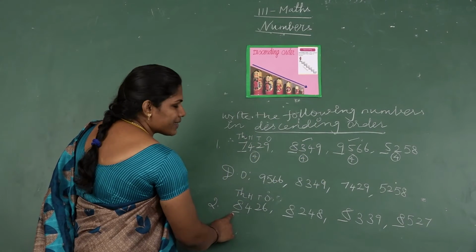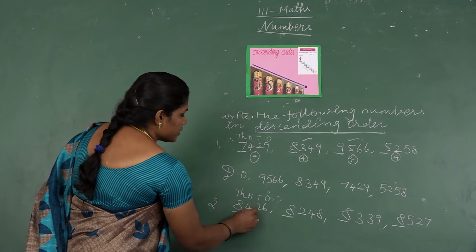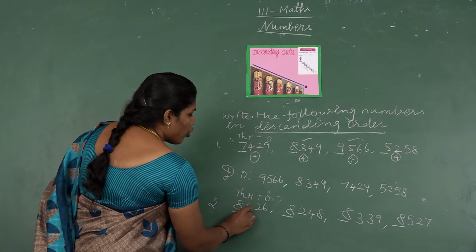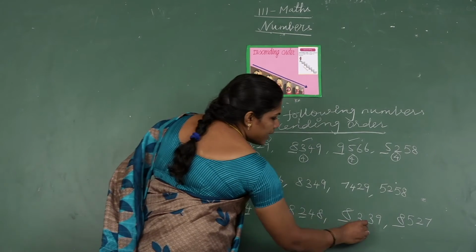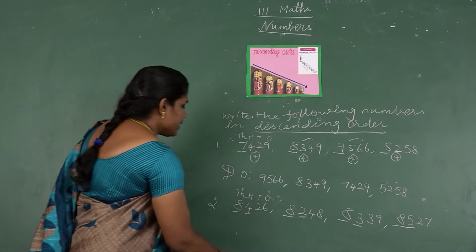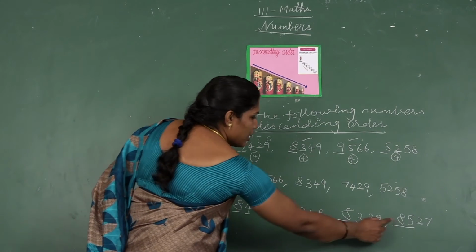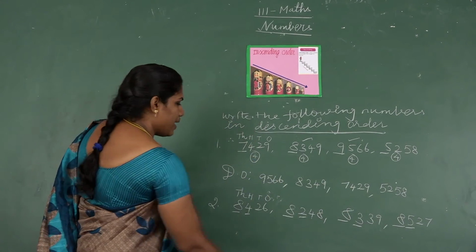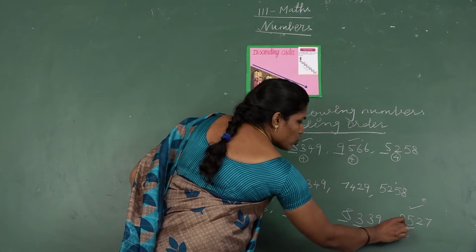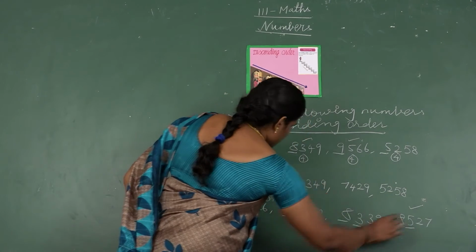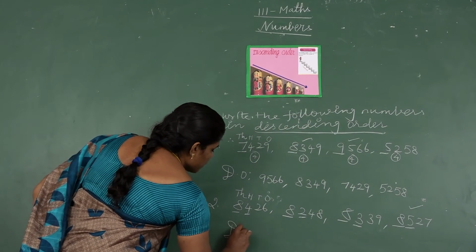If thousands are the same, you compare hundreds: 400, 200, 300, 500. Which is the biggest number? 500. 8,527. Descending order.